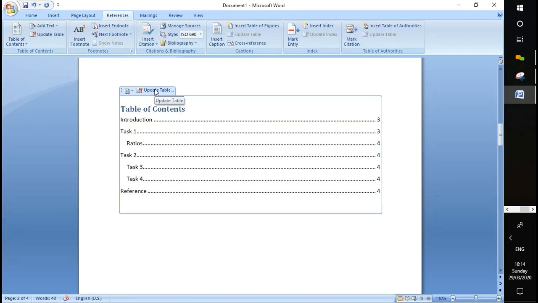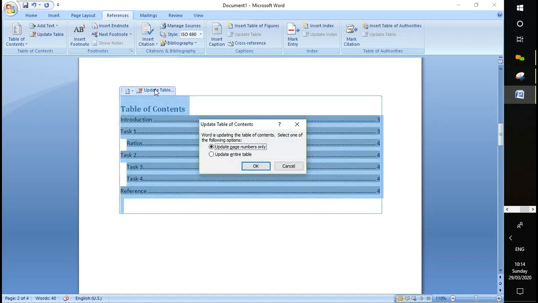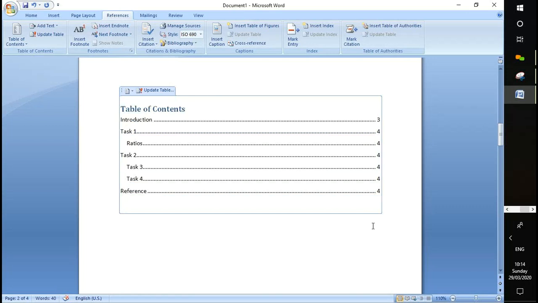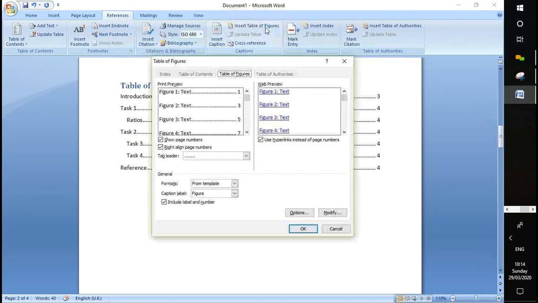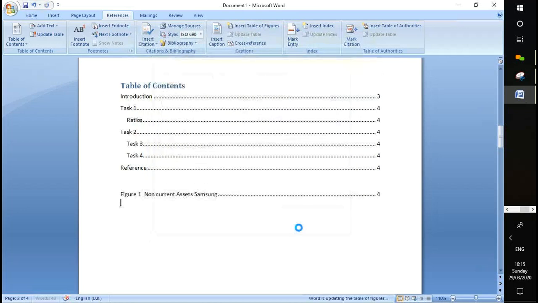Suppose your heading moves to the next page. If you right click here, it says you want to update the page number. Or if you want to include more headings, you can click update entire table, and it will update as many as you want. Even if I want a list of figures, if you click here you can show that as well.